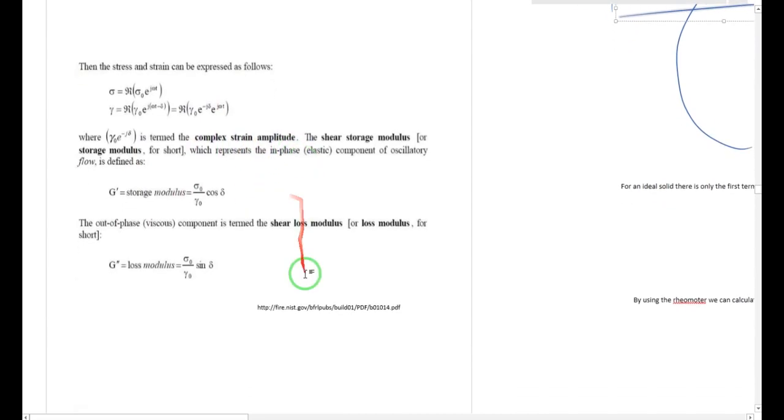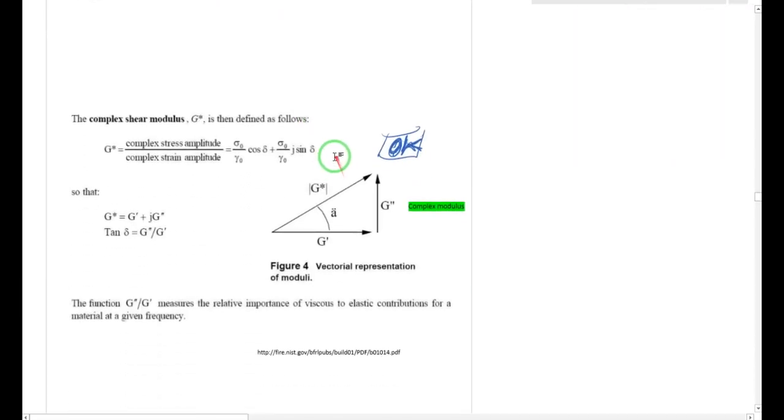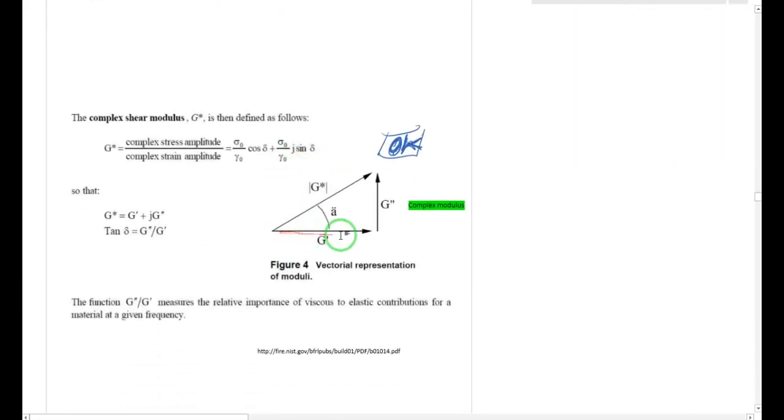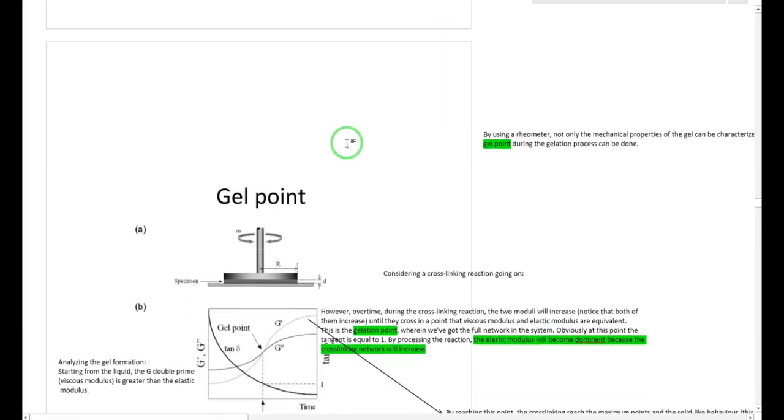So let's continue, and you see here that G prime is a real number and G double prime is an imaginary number. So the overall modulus, the G star, which is defined for the viscoelastic materials, is a complex modulus. So this is something obvious.